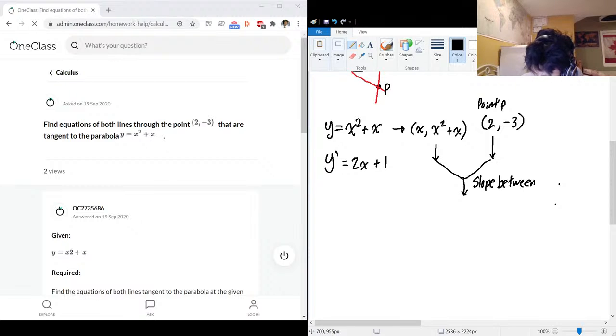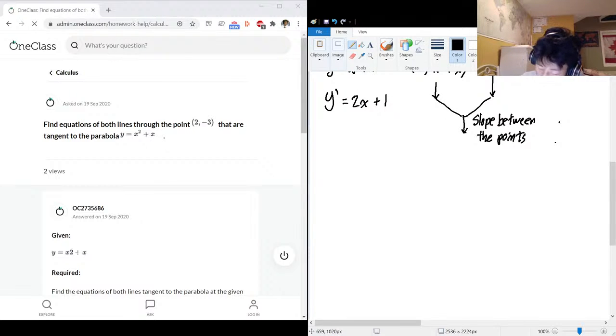Slope between the points. Okay, so the definition of slope is rise over run. Rise is like y2, the second y, its destination, minus the y component of its starting point. And we've got something similar for our x. So we have the x part of our finishing point minus the x of the initial point.